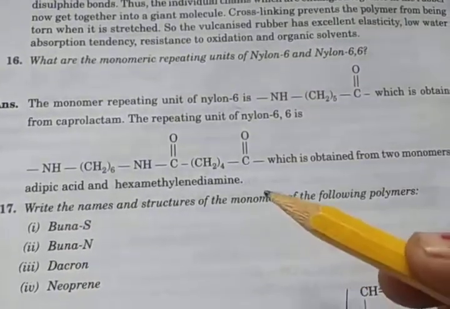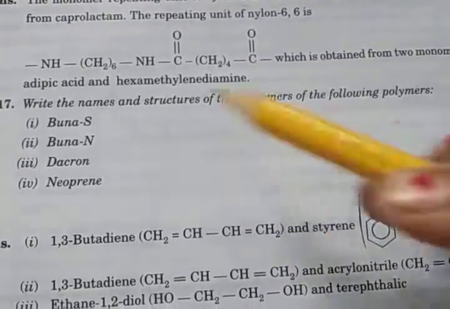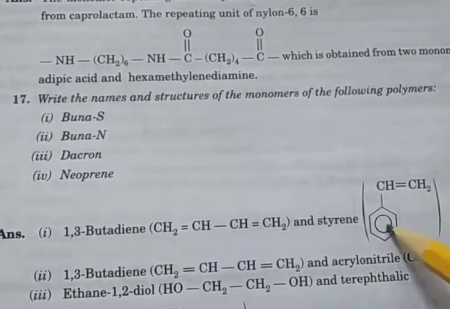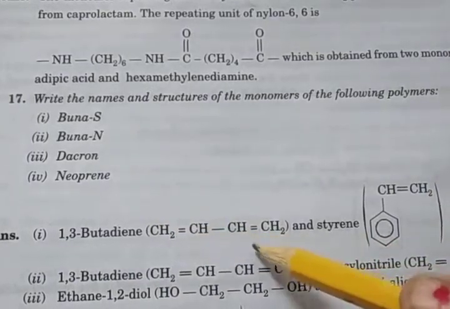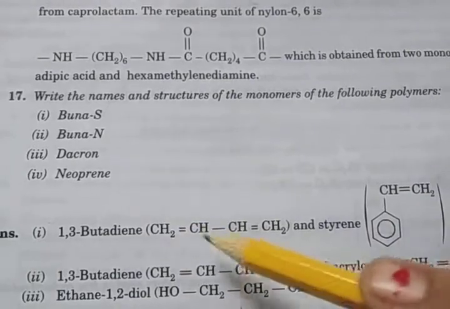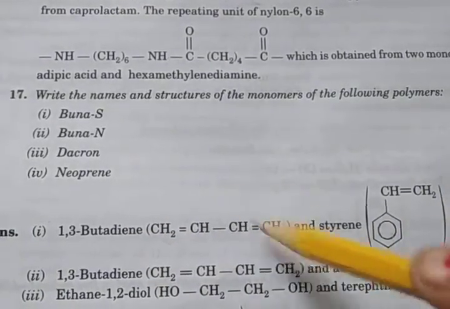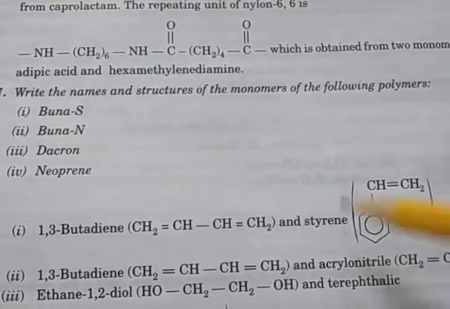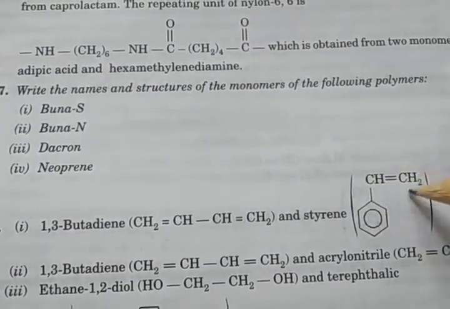Then question number 17. Write the names and the structure of the monomers of the following polymers. Buna S is 1,3-butadiene and styrene. In 1,3-butadiene, the double bonds are after the first and third carbon. Buta means 4 carbon, 1, 2, 3, 4, and diene means 2 double bonds. Okay, so 1,3-butadiene. Then styrene. What is styrene? A benzene ring attached with ethene. Okay, so benzene CH double bond CH2.